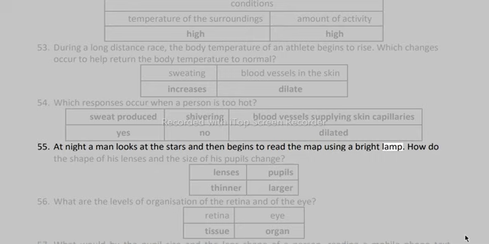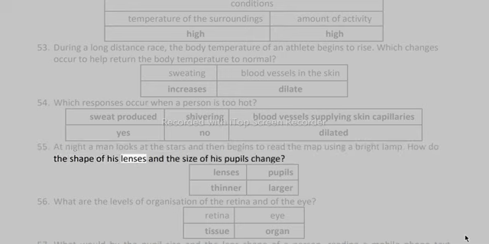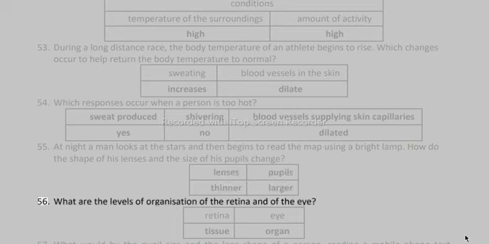55. At night a man looks at the stars and then begins to read a map using a bright lamp. How do the shape of his lenses and the size of his pupils change? Lenses, pupils. Thinner, larger.